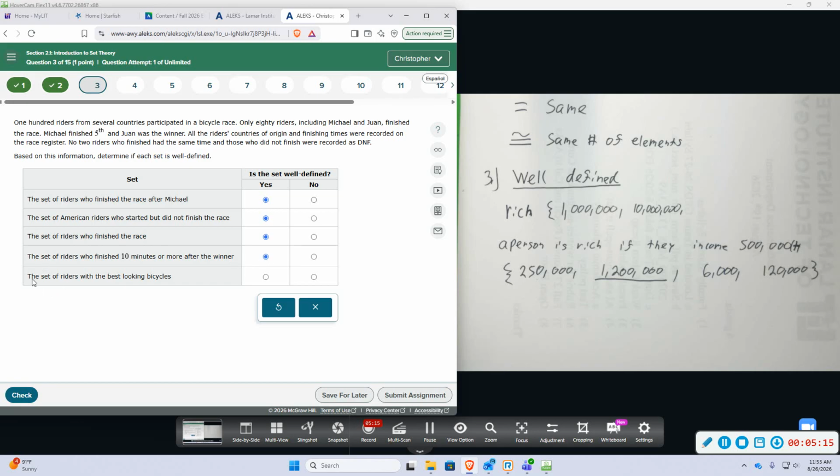And then the last one is the set of riders with the best looking bikes. That one would be subjective. One person may find a bike that they think looks really good, and another person may think that bike is not good looking. And so we don't have a definition of what looks really good. And so that set would not be well defined. We would not all agree on the same bikes.